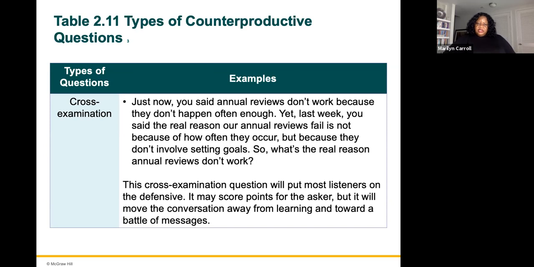This cross-examination question will put most listeners on the defensive. It may score points for the answer, but it will move the conversation away from learning towards a battle of messages.